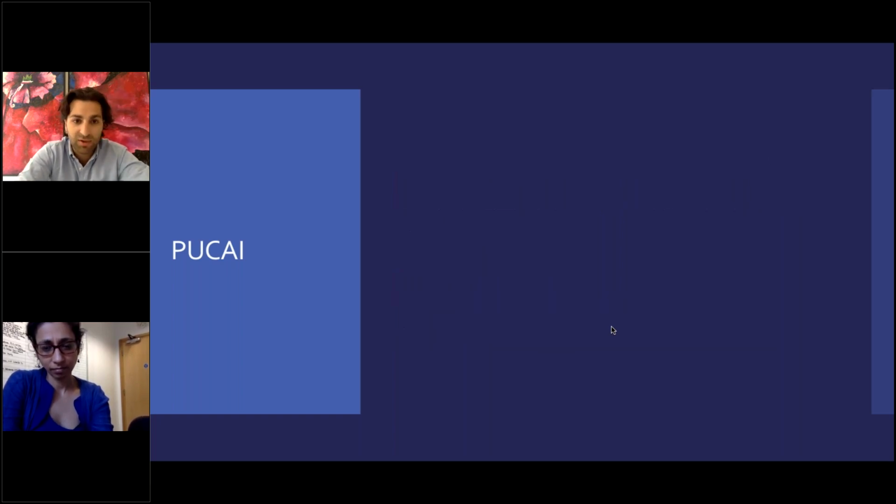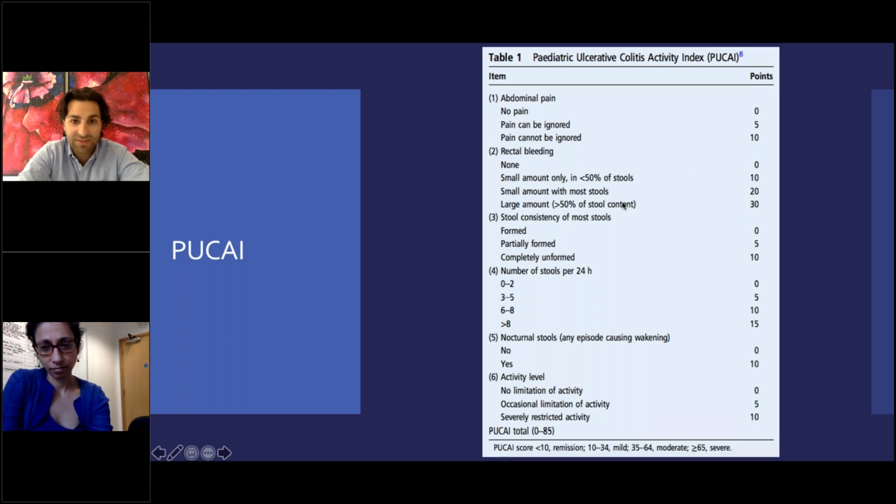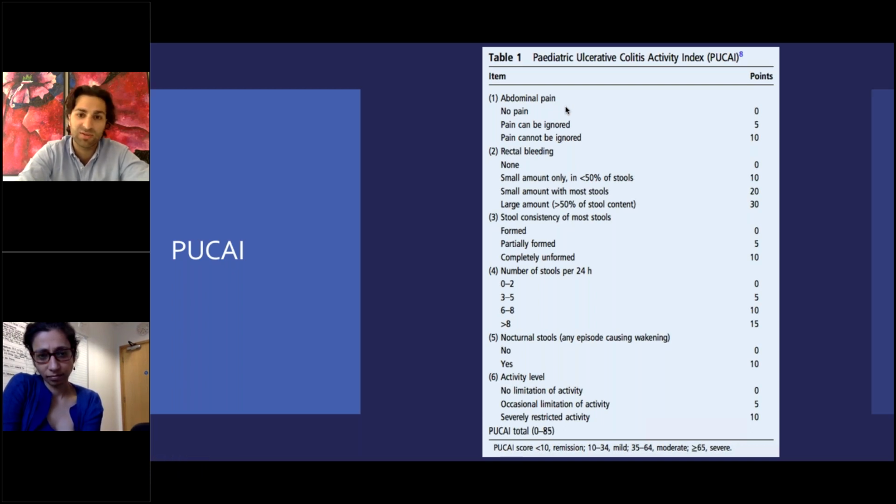And this is what the PUCI looks like. It's really simple. It's just, do they have pain? Can they ignore the pain? Can they not ignore the pain? Do they have rectal bleeding? Is it most of their stools? Is it not most of their stools? Is their stool completely water? Is it partially water? Is it formed? How many stools are they having per day? How many are they having waking them up at night? And what's their activity levels like?